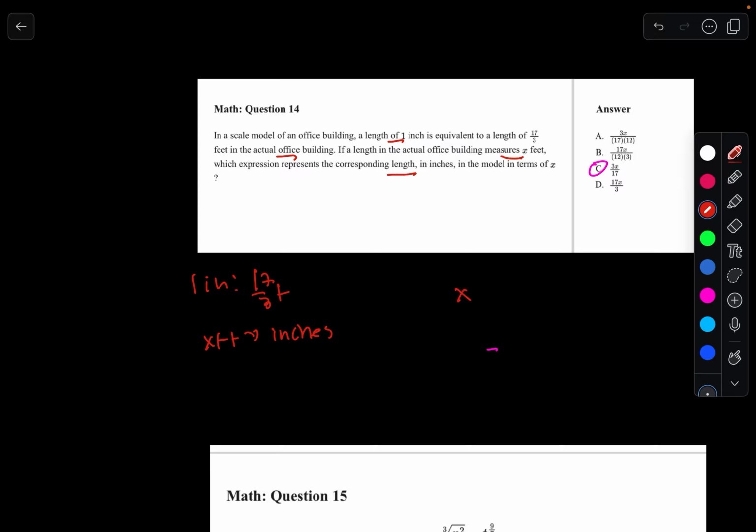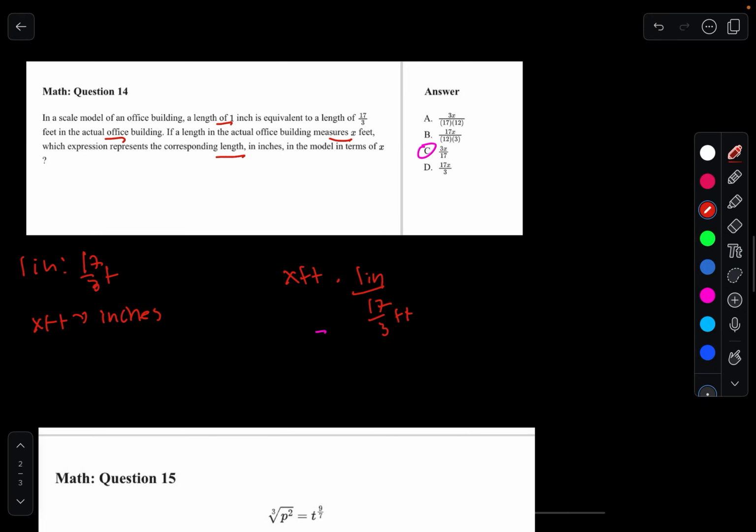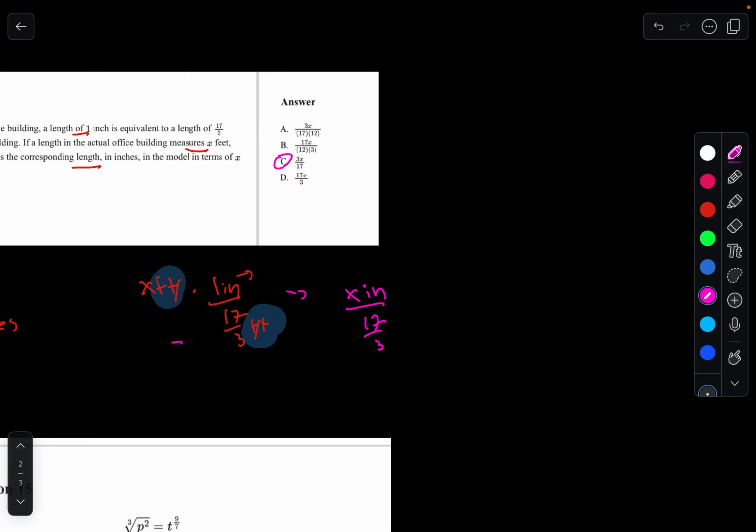So let's start doing that. X feet times 1 inch over 17/3 feet. The reason why we did this was because we need to have the feet on the bottom. We need to have the feet cancel out, so they're gonna cancel out. So that's why I put it on the bottom, and I put the inches on the top, so we can get inches as our unit. And now this gets us x inches over 17/3.